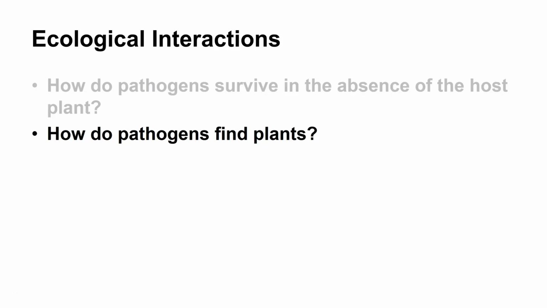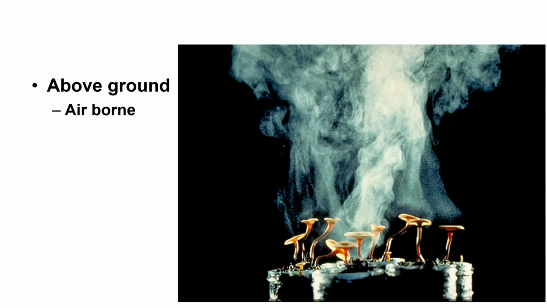ecological interactions. How do pathogens find plants? This is always one of those things. They are adapted to be able to find the plant so that they can survive. One of the ways is airborne. This is a very unique picture of Sclerotinia sclerotiorum.